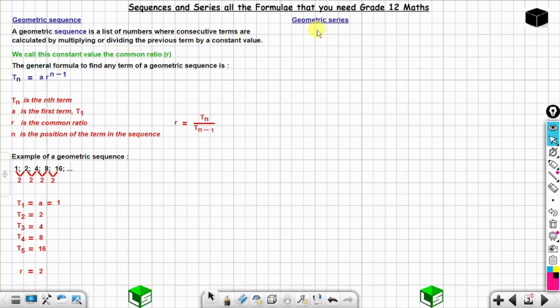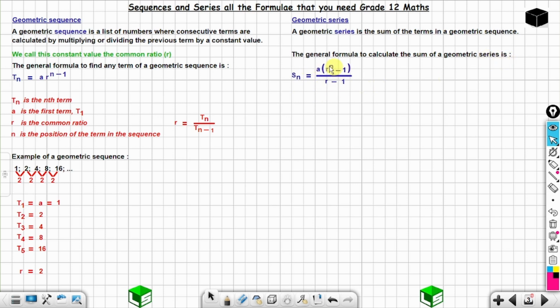Let's see about geometric series. A geometric series is the sum of the terms in a geometric sequence. The general formula to find the sum of a geometric series is, you can use this formula or this formula. These two formulas are the same thing. Let me show you. If you multiply the top part by -1, you are going to have this.